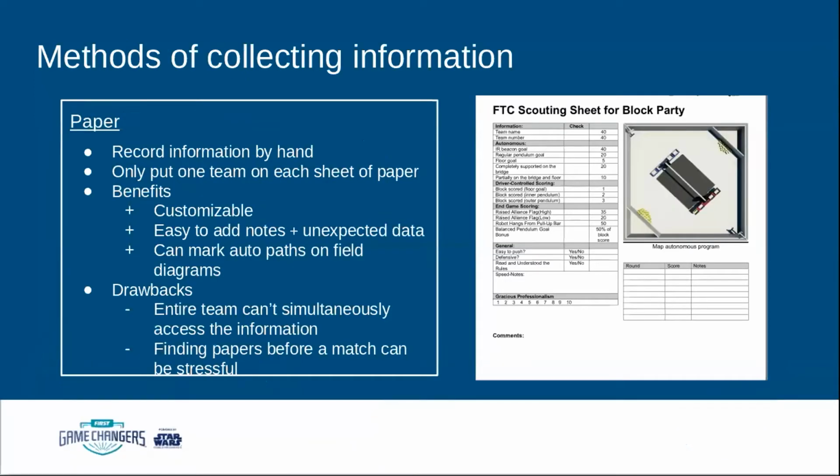Now, once you have all this information and you know what you need to collect, the different media for collecting are pretty straightforward. First of all, there's paper. With paper, assuming you create your data sheet, it's pretty customizable. It's analog, you're doing it by hand, so you can write as much or as little information as you need. You can add extra unexpected notes, especially very weird instances during matches. A team may be able to do something that's unique that you've never seen before.